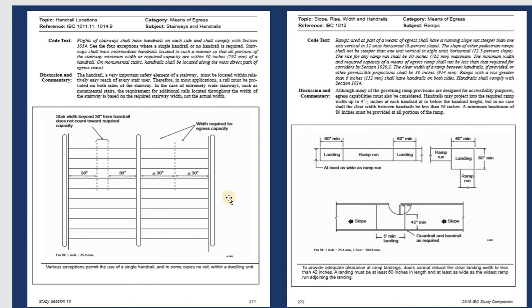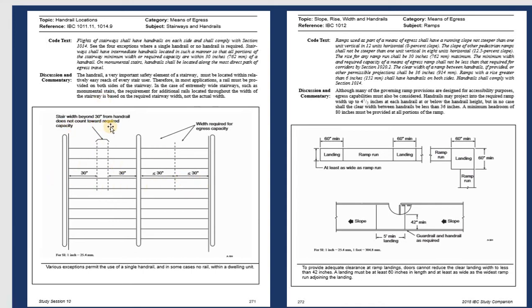If you have two stairways, you need to see the width required for egress capacity. That means if this one is smaller than 30 inches, and the other one the same thing, then in total you have 60 inches.